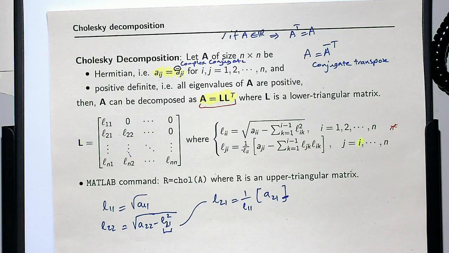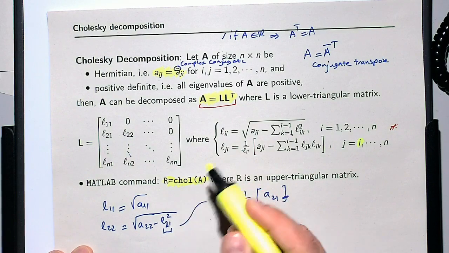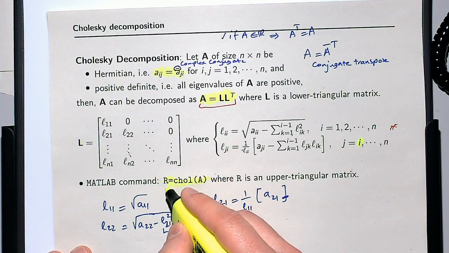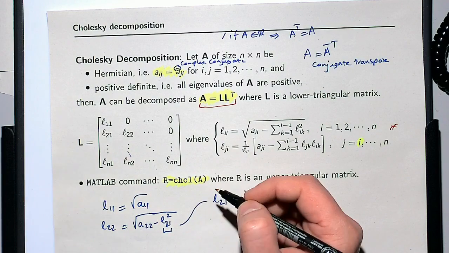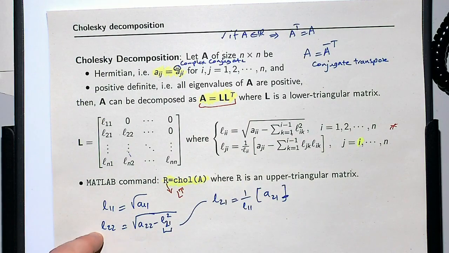So, is it clear? We do Cholesky decomposition, we get a nice matrix L, which is lower triangular. If you multiply L by L transpose, we can recover A. And if you look at MATLAB, this is the command there, chol(A). But the matrix that you get is R, which is in fact an upper triangular matrix, which means that if you run MATLAB, be careful. This R is actually L transpose. So you do not get L directly, you get L transpose.